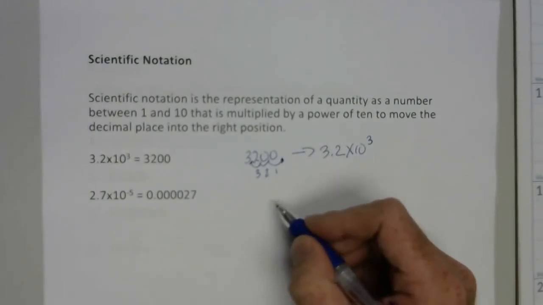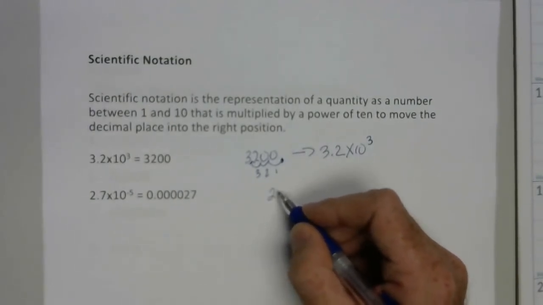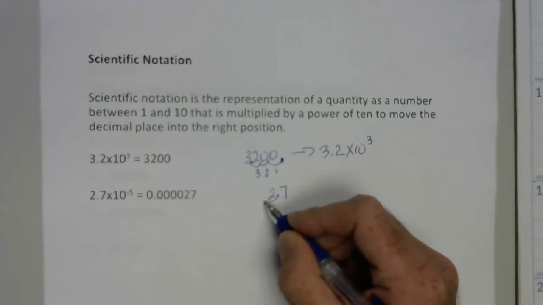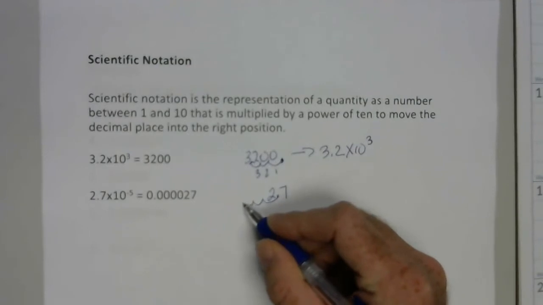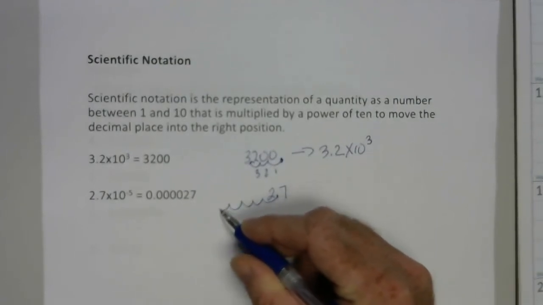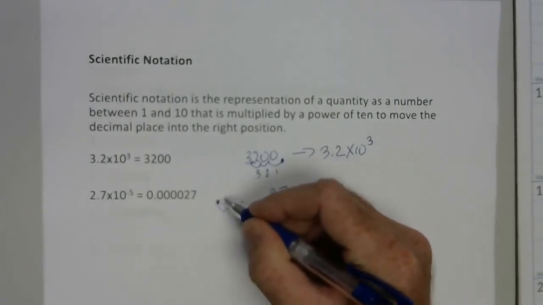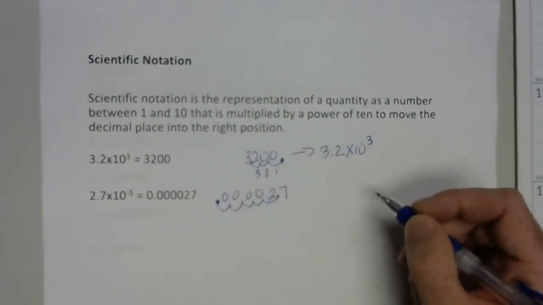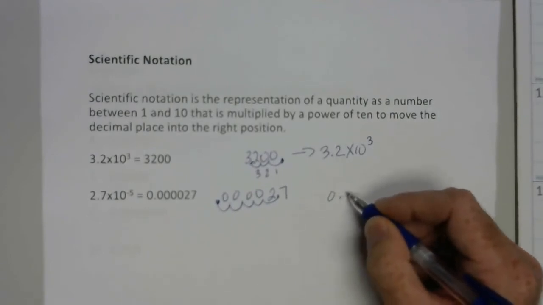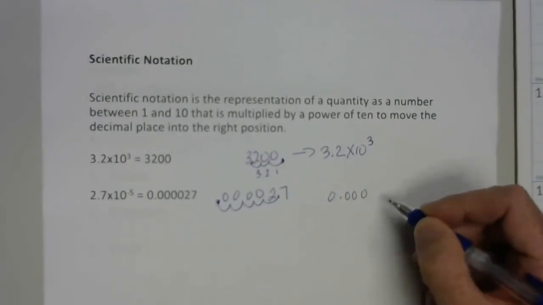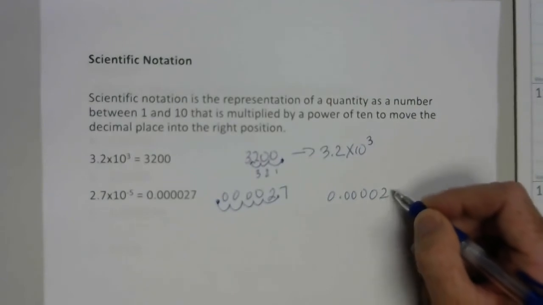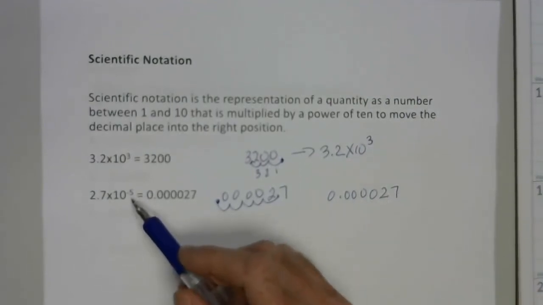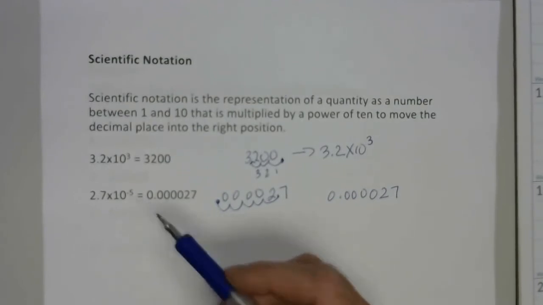Now, same thing, if we take our 2.7, the decimal place is right there, so we're going to go 1, 2, 3, 4, 5. So now the decimal place is there, so we add our zeros in. And so that will be 0.000027. Notice the number of zeros is 1 less than the negative exponent.